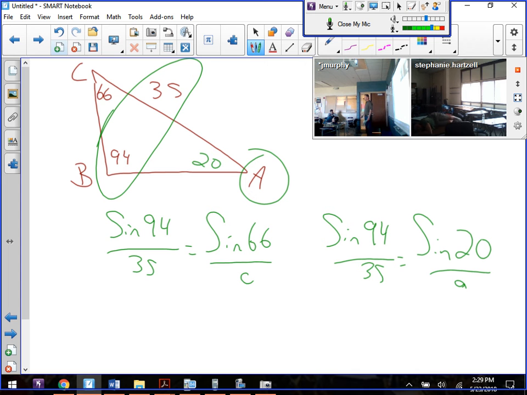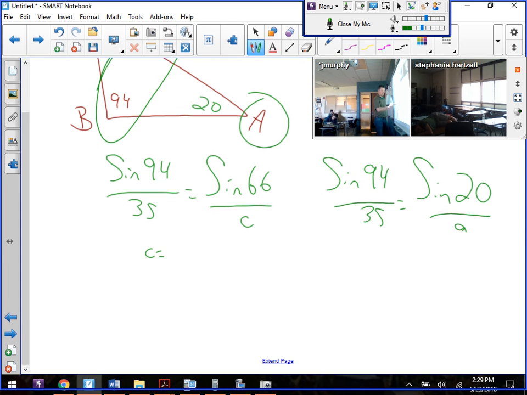Cross multiply yourself out and solve, and that's how that works. You're going to get little c will equal 35 sine of 66 over the sine of 94.